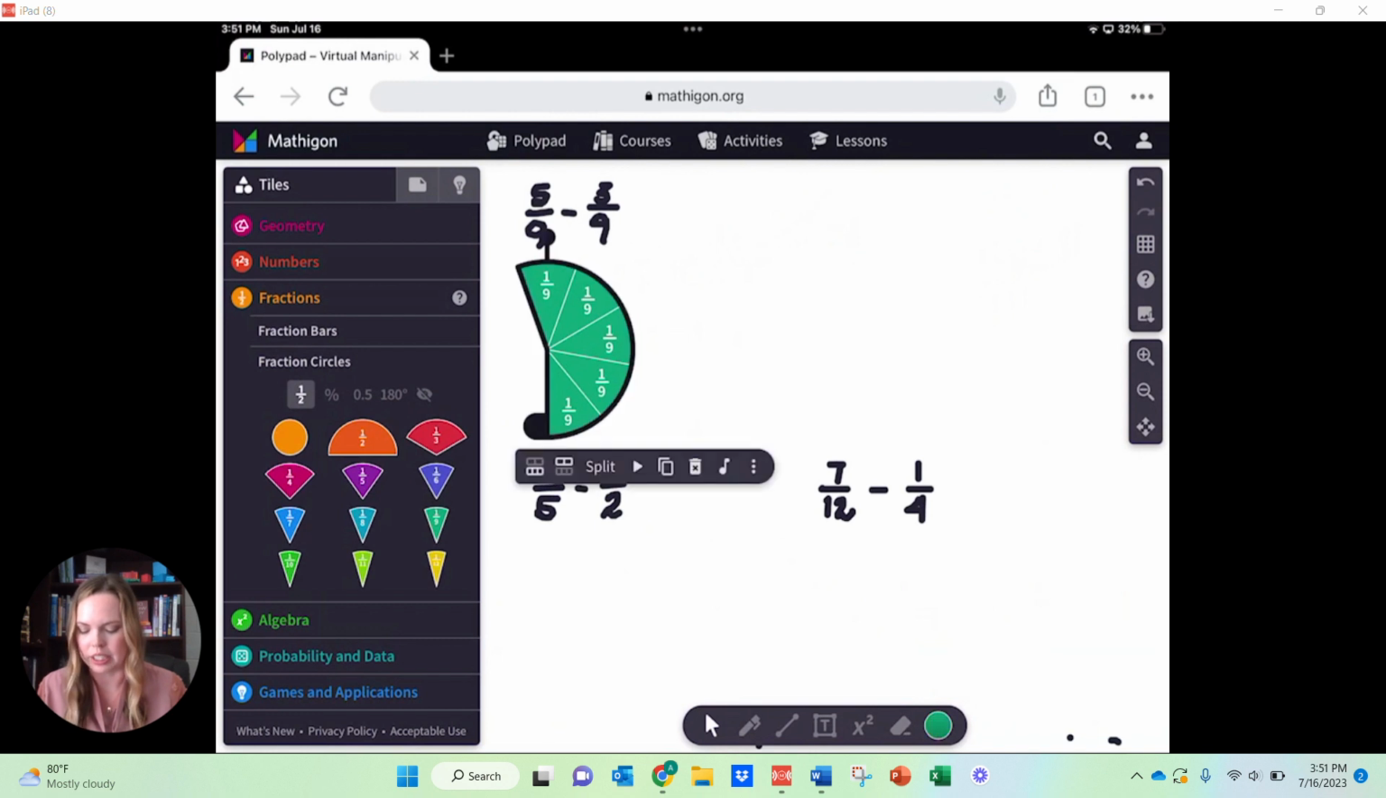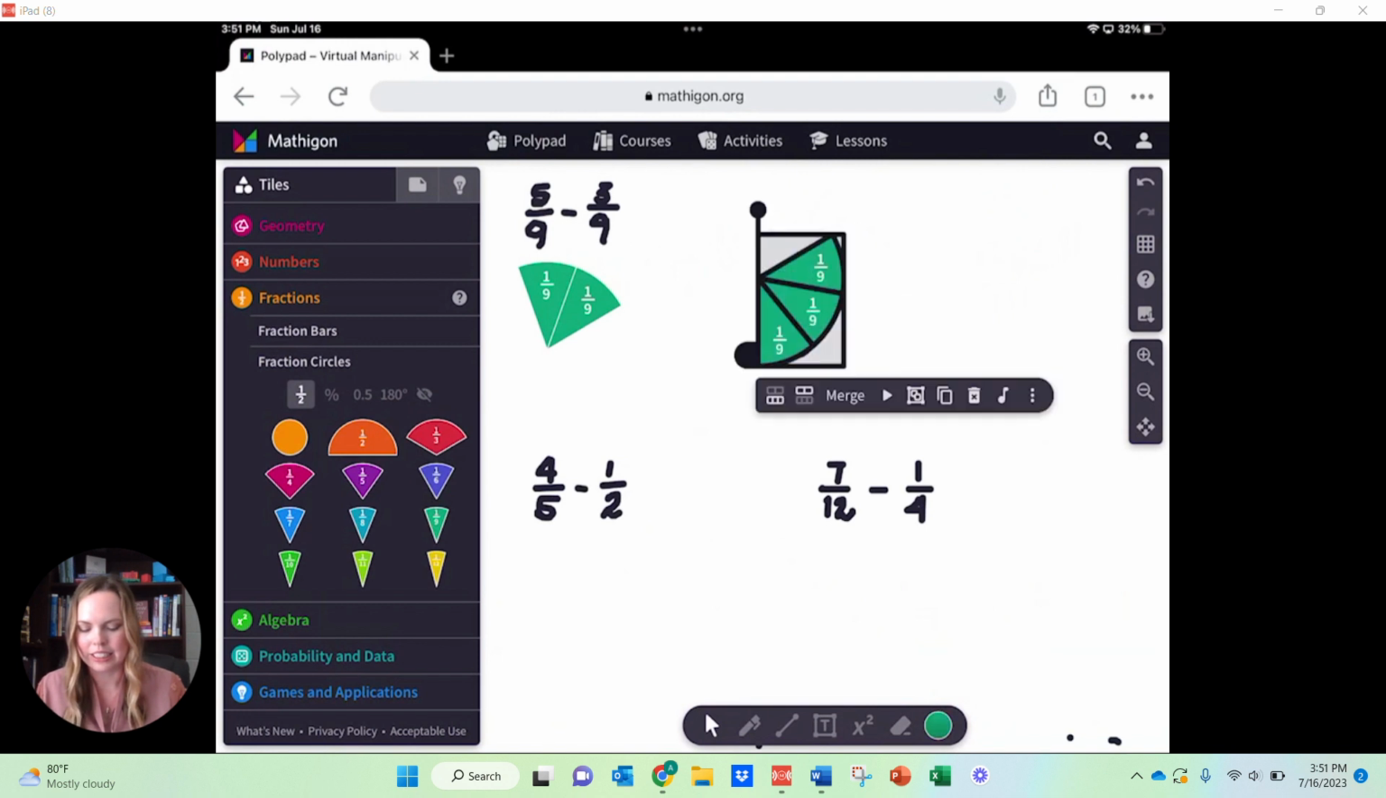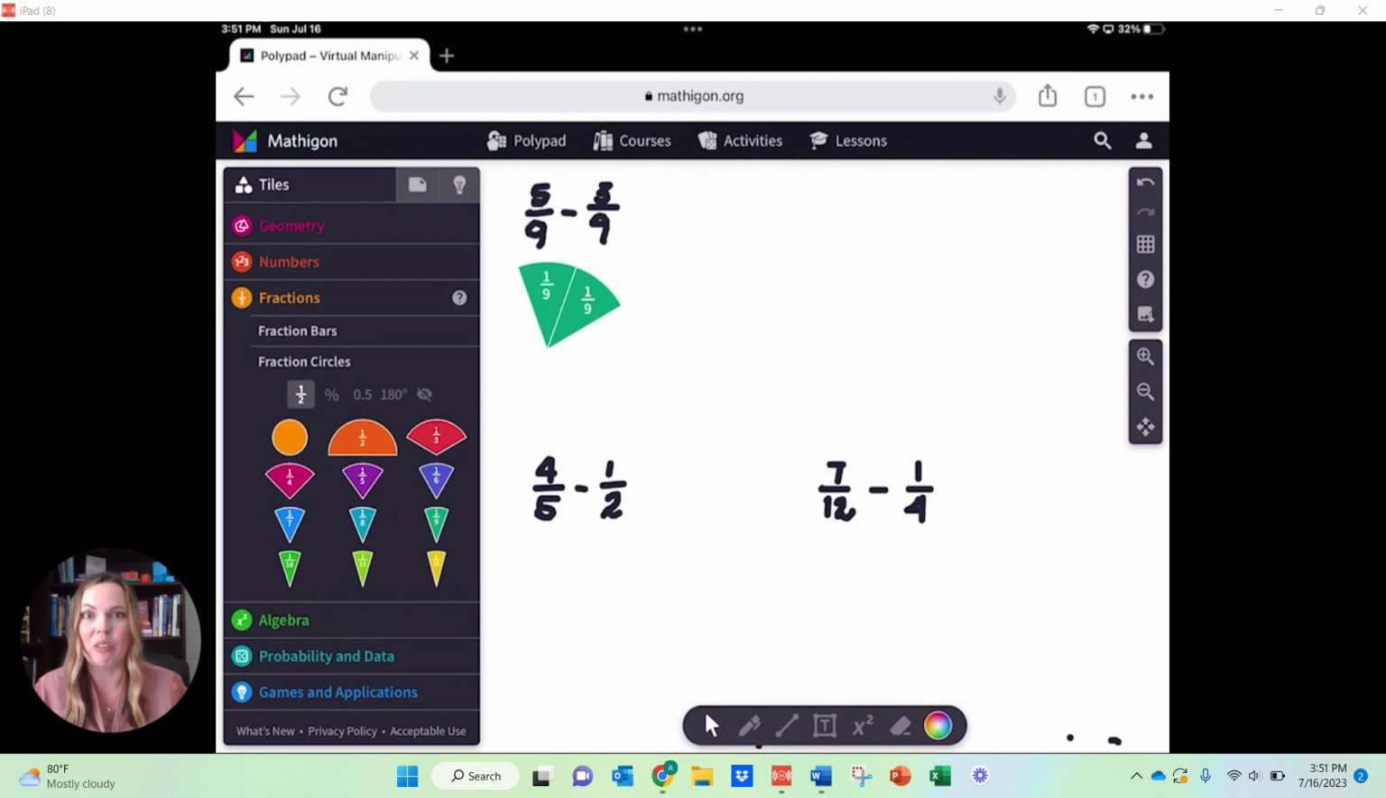So I'm just going to split this. I'm going to take away 1, 2, 3 of them, and I'm going to see that 3/9 right there, and then I'm going to delete it because they're gone. And what am I left with? I'm left with 2 pieces of a pizza that's been cut into ninths. I am left with 2/9.